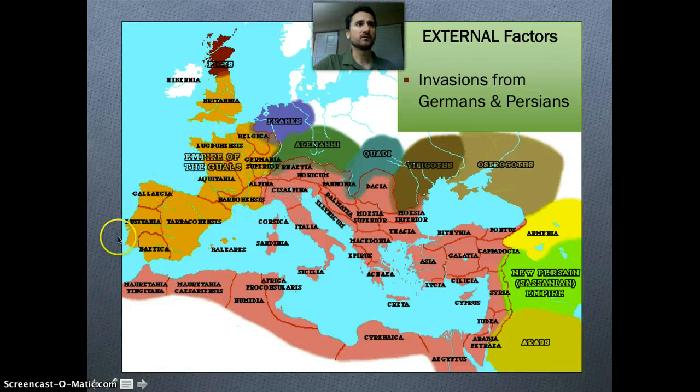Actually it would include this area as well. Okay, these red lines just differentiate between the provinces. Up here you've got the Franks, the German tribes, right? The Goths you may have heard of, and so they would be attacking the Roman Empire on the northern border. You've also got the Persians over here attacking the eastern border.